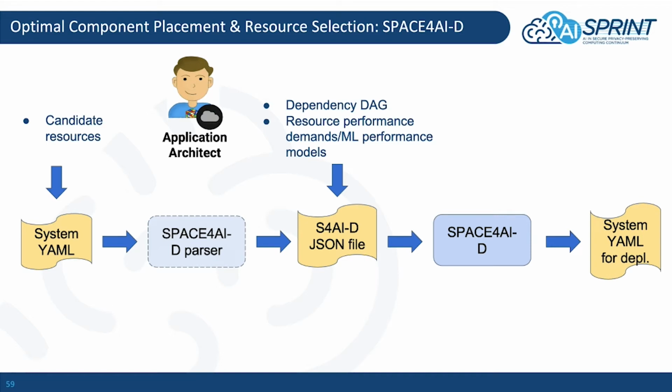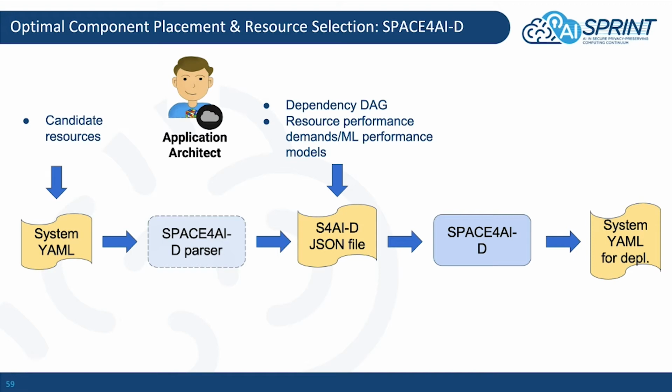Then in this JSON file, the application architect needs to add the description of the control flow of the components, and has to specify the performance demand for the resources or associate to the components the machine learning performance models. And then finally the optimal YAML file is identified and will be deployed automatically by relying on the infrastructure manager.